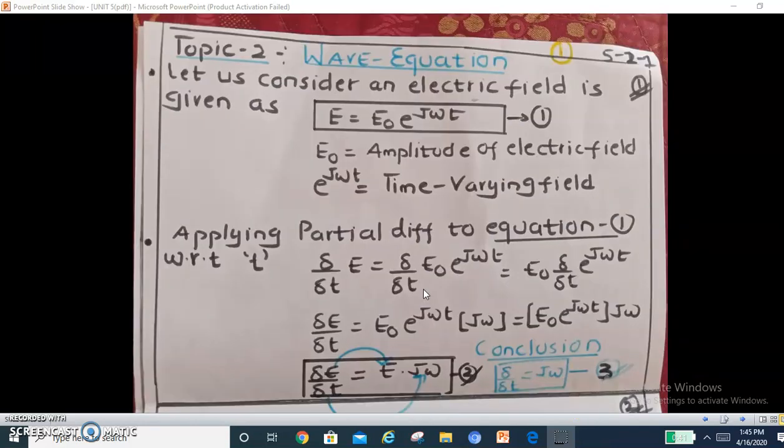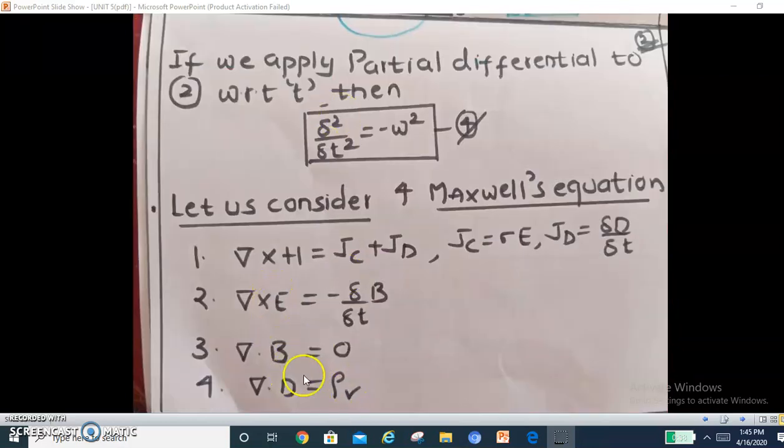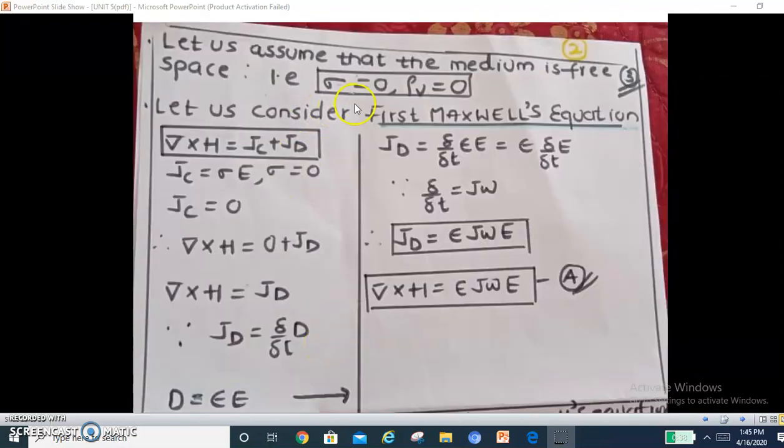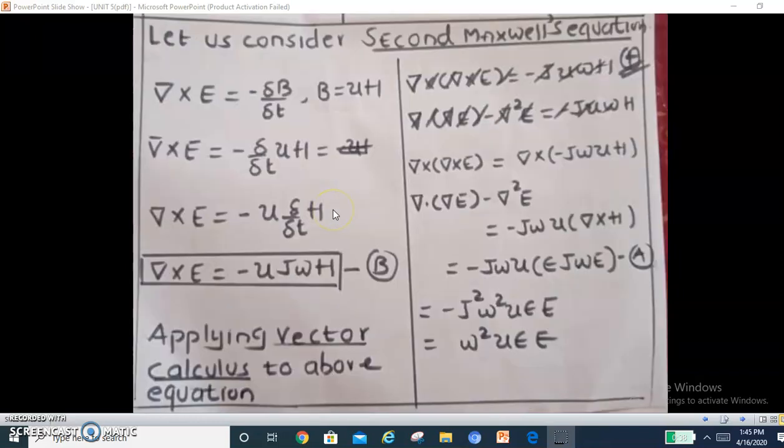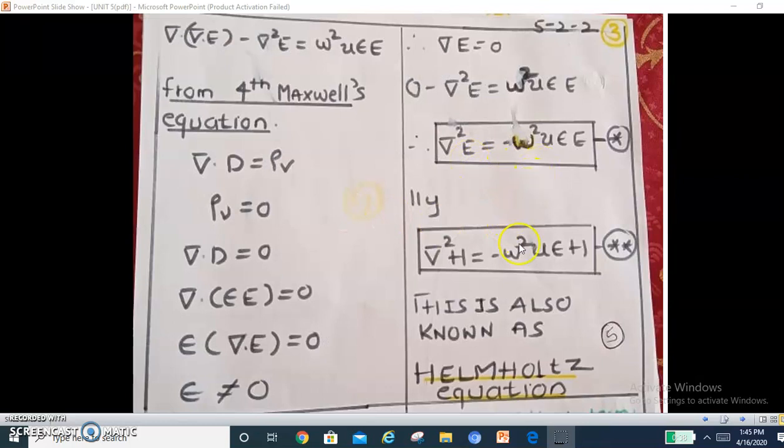For the revision part, I want to give a clear instruction from the exam point of view: try to remember the electric field, then go for two times partial differentiation, apply the four Maxwell equations, taking the condition of free space as the medium. So substitute the conditions and try to get these two equations. I hope you have understood.